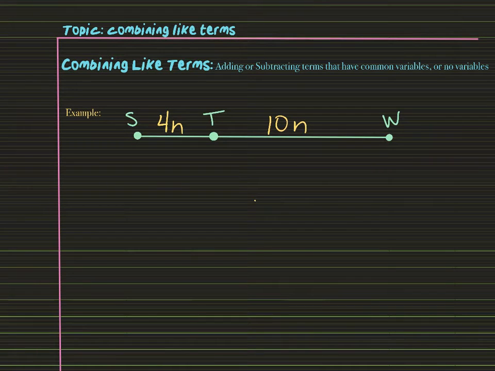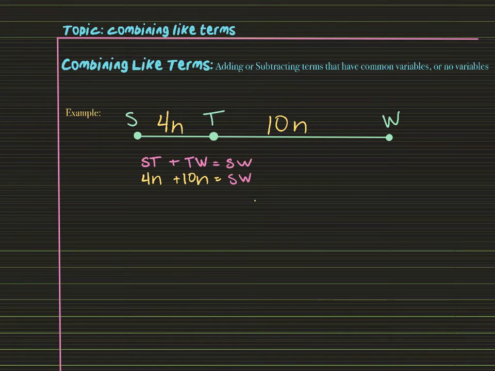Okay, so in this problem, we have a segment, SW, and it's made up of two parts, ST, which is equal to 4N, and TW, which is equal to 10N. So what I'm going to do is use my segment addition postulate and say that if I add my two smaller parts, ST and TW, that will give me the total SW. And then I'm going to substitute what ST and TW are equal to. So instead of ST, I'll write 4N, and instead of TW, I have 10N.